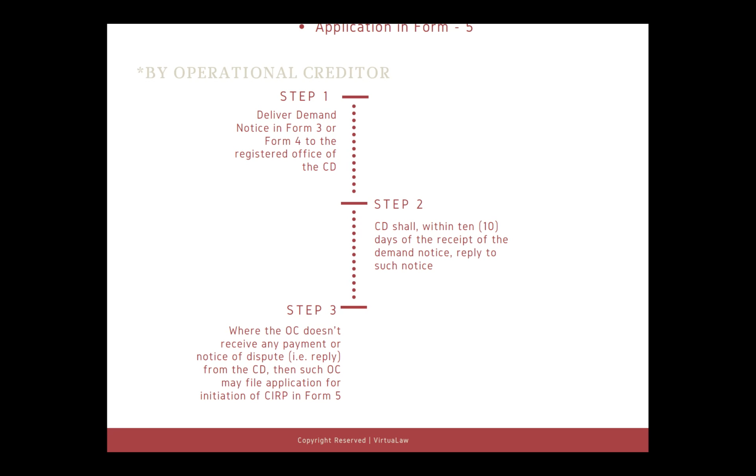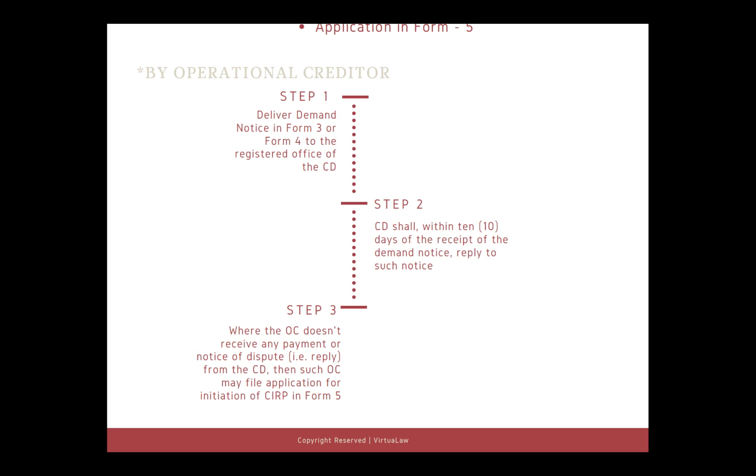Where a corporate debtor establishes that this demand of, let us say, 10 lakhs from XYZ is already under dispute, for example I am disputing that there was no delivery of goods, or I'm disputing that the quality is bad, all of these are certain disputes because of which the amount is not yet crystallised. Such kind of claims cannot be taken by the operational creditor to initiate CIRP against the corporate debtor. That was the intention. So under step 1 we deliver the demand notice, and in step 2 the corporate debtor will reply to your demand notice within 10 days of the receipt of such demand notice.